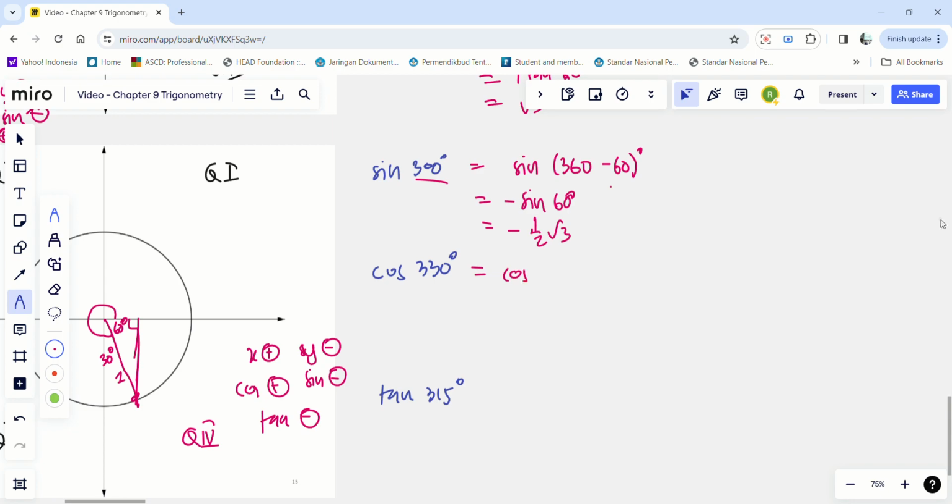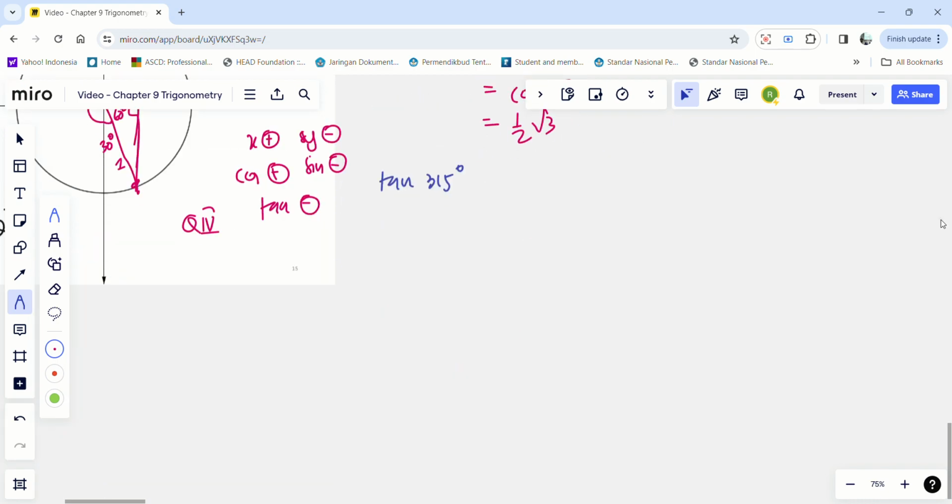Cos 330 will be the same idea, 360 minus 30. So I get cos 30 degrees instead. So this is half root 3. So last but not least, tangent is 360 minus 45. So I'll be dealing with negative tangent 45 degrees instead, which is negative 1.